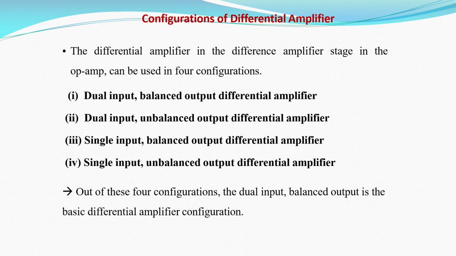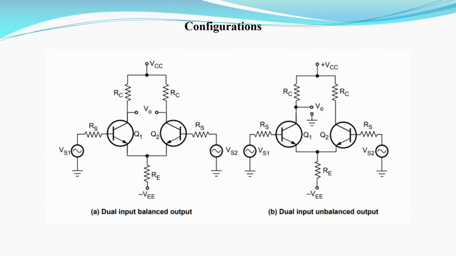And next one, configurations of the amplifier. Based on the input and output, we configure the differential amplifier into four types. First one, dual input balanced output. Second one, dual input unbalanced output. Third one, single input balanced output. And fourth one, single input unbalanced output.